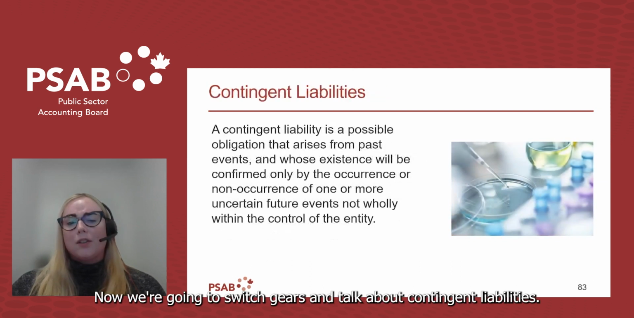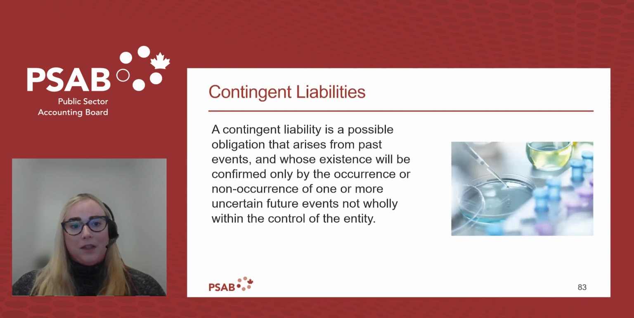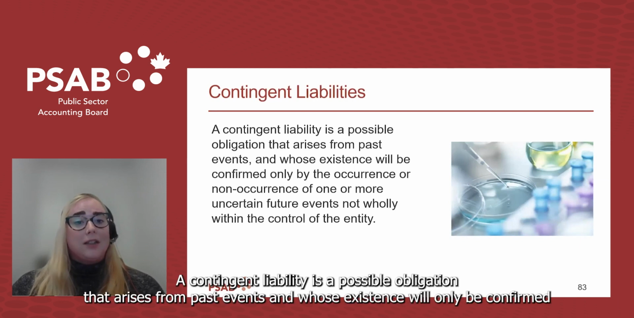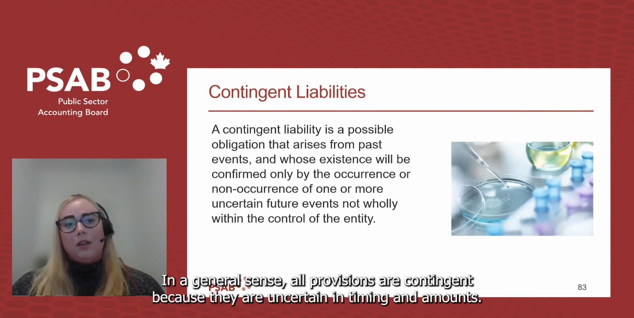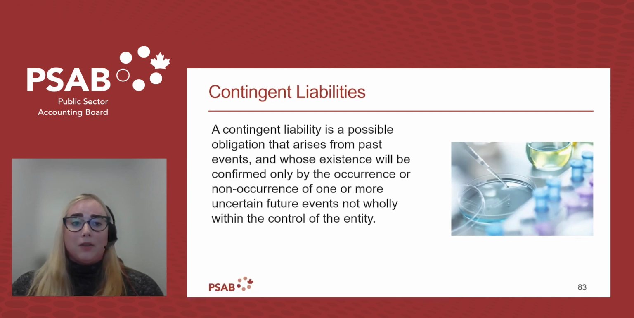Now we're going to switch gears and talk about contingent liabilities. A contingent liability is a possible obligation that arises from past events and whose existence will only be confirmed by the occurrence or non-occurrence of one or more uncertain future events, not wholly within the control of the entity. In a general sense, all provisions are contingent because they are uncertain in timing and amount.